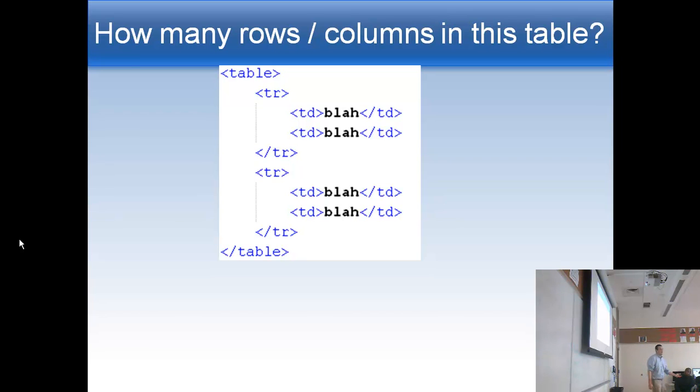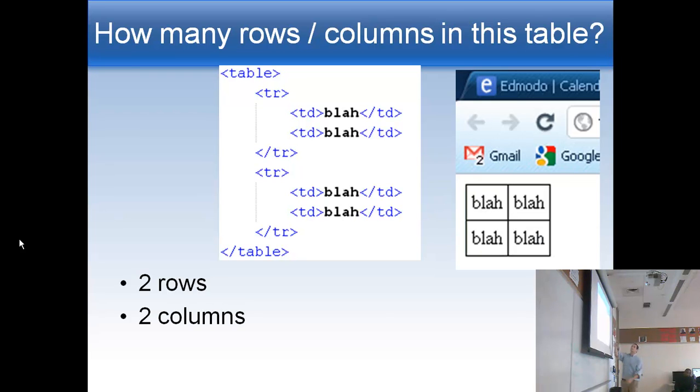How many rows and how many columns are on this table, guys? Okay, there are 2 rows. You see the 2 sets of TRs, right? And each row has 2 boxes in it. That means it has 2 columns, right? Okay, this one I won't screw up. So this is how this one looks. It's got 2 rows, 2 columns, and each one just says block, right? Let's look at another one.